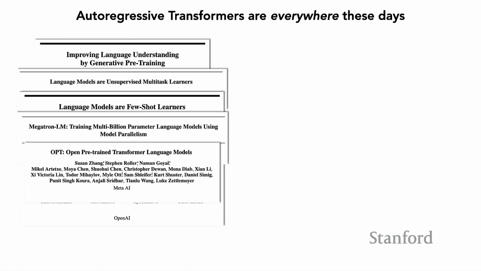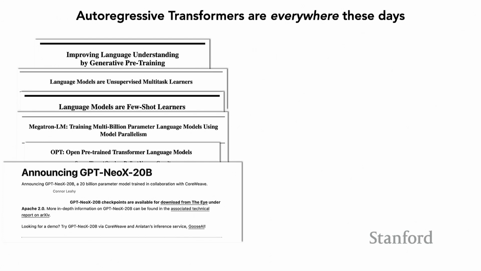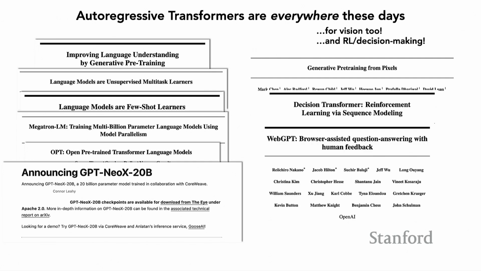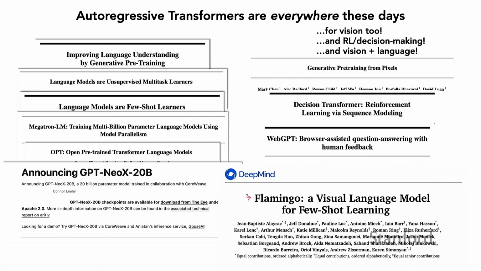We love being meta. And then there are other open efforts, not from companies, but from open source communities, like GPT-Neo. And there are models for vision too that are autoregressive transformers, for RL and for decision making, for navigating the web, and also for multimodal settings.